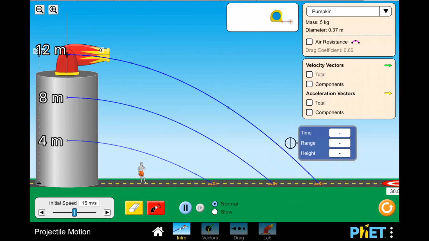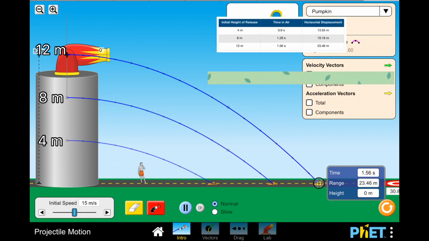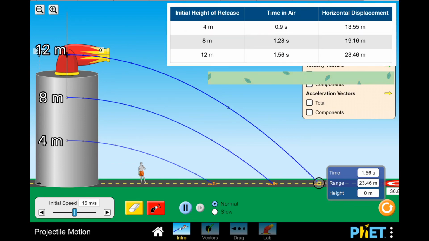And finally, when the projectile was released at a height of 12 meters, the time it takes for the projectile to reach the ground is 1.56 seconds and the range is 23.46 meters. With this, we can conclude that increasing the height from which a projectile is released results in an increase in the time in air as well as the horizontal displacement of the projectile.